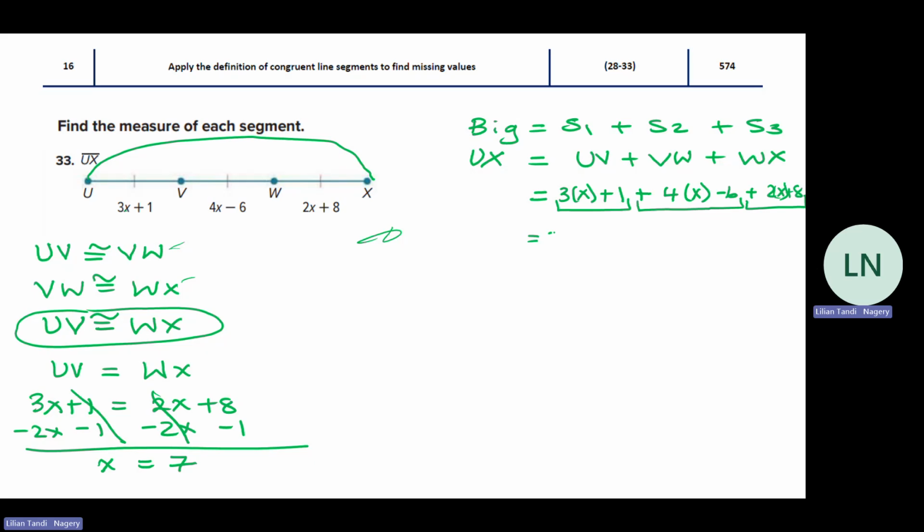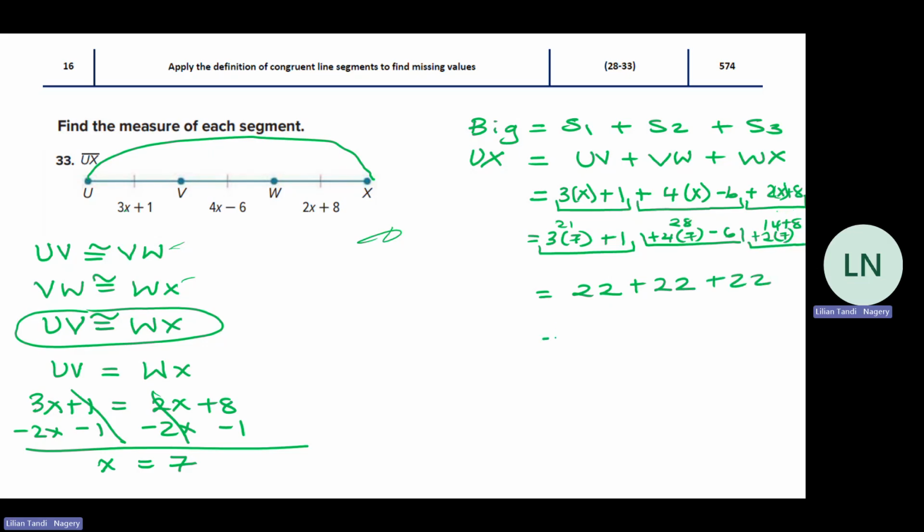So let's check. What is 3 times 7 plus 1? That should be 21. And 21 plus 1 is 22. Okay? Then I should do here positive 4 times 7 is 28. 28 minus 6 is positive 22. Okay? So far, so good. Positive 2 times 7 is 14. And 14 plus 8 is 22. Very good. So it means I solved correctly.